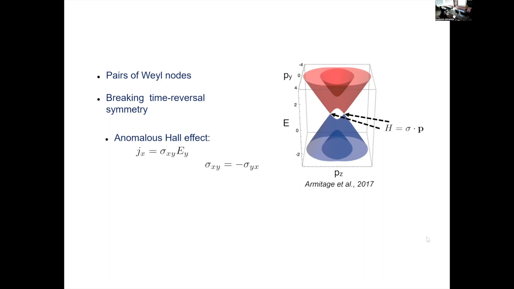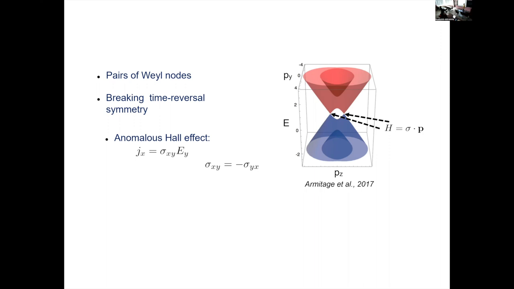a Weyl semimetal in two ways, as theorists see it: by breaking time reversal symmetry or breaking inversion symmetry. You can break both, but you necessarily need to break one of these to have a single Weyl node. Okay, so let me focus for today on the situation when the Weyl semimetal has time reversal symmetry breaking. In this case, it can exhibit the so-called anomalous Hall effect.